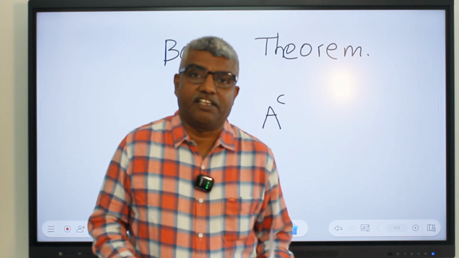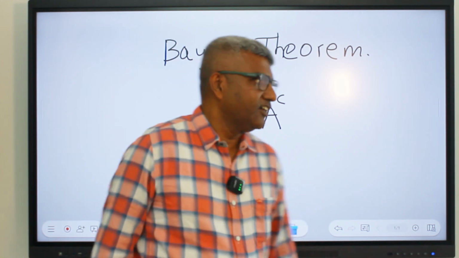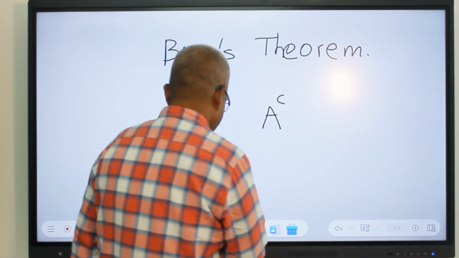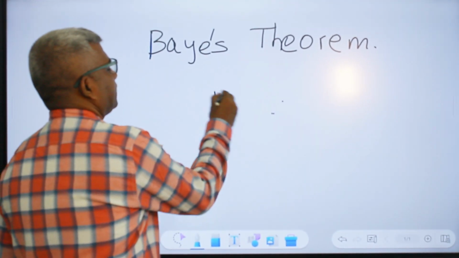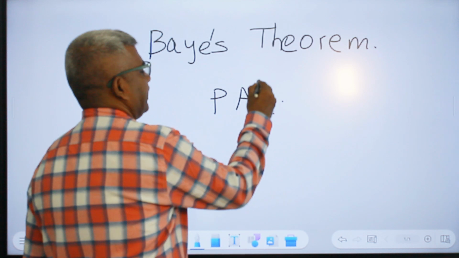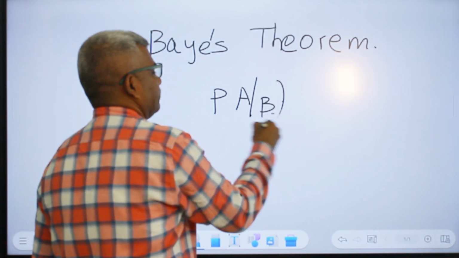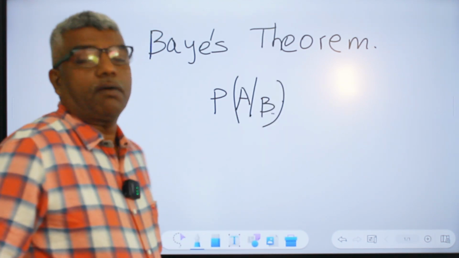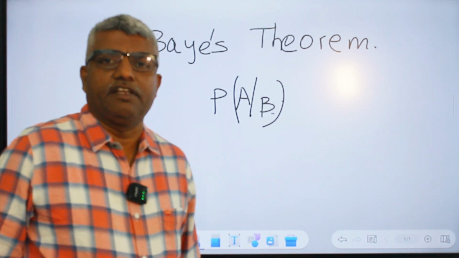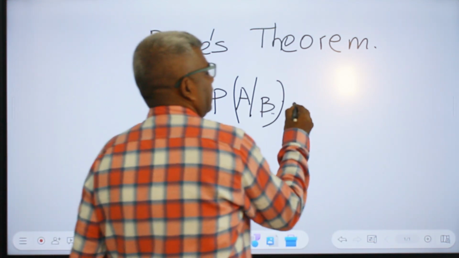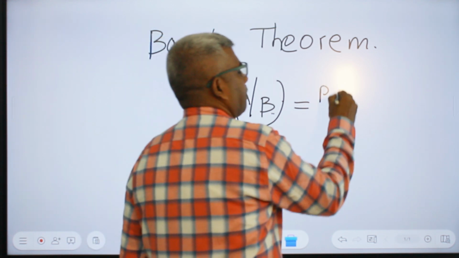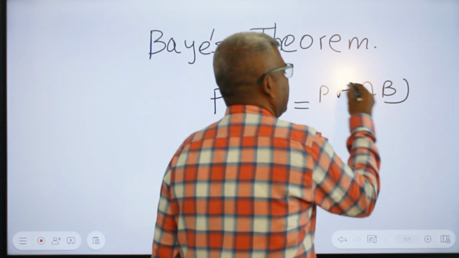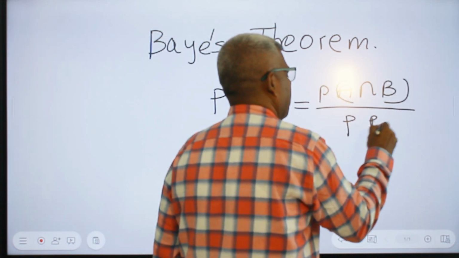Bayes theorem in statistics. Okay, what is Bayes theorem? Probability of A given B. What is the Bayes theorem? Generally we know that probability of A given B is probability of A intersection B over probability of B.